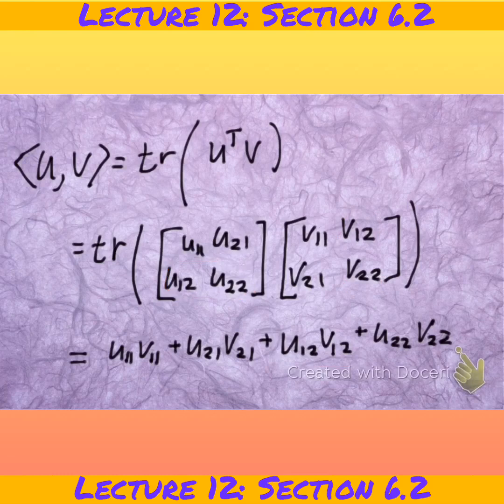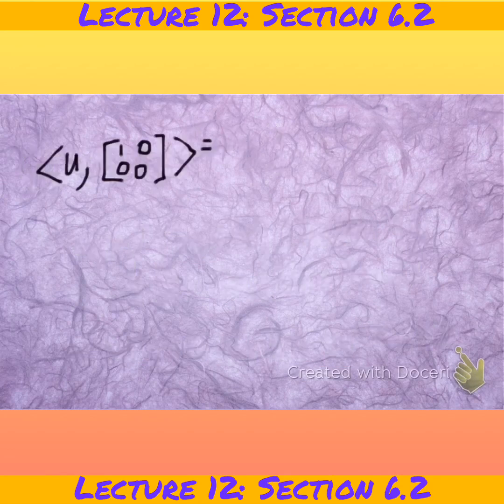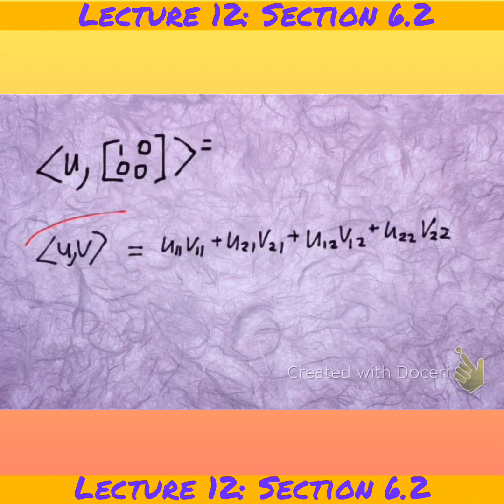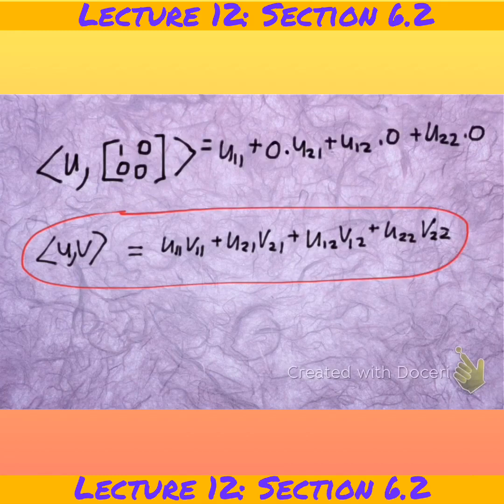So now knowing that, we need to find the orthogonal complement of W. I want to find all vectors u such that the inner product of u with this first basis vector is equal to 0. We found a general expression for this inner product, so let's keep that in mind. That is going to be equal to that, because what is v11? v11 is 1.